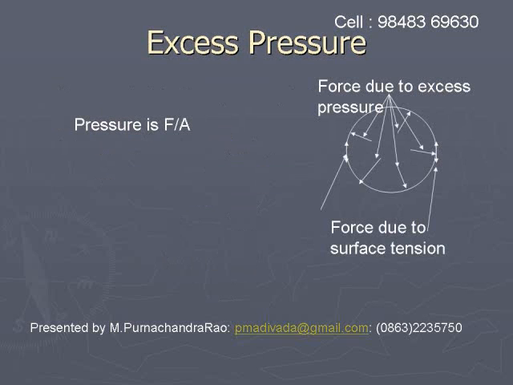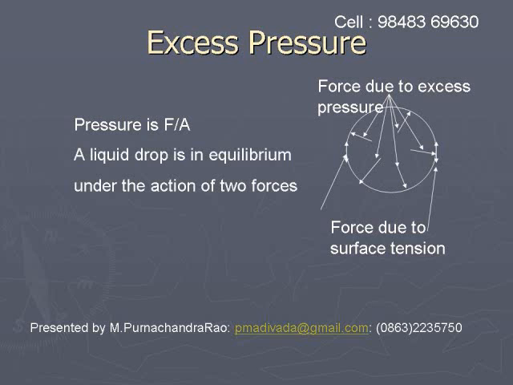We know that pressure is force per unit area. So when pressure is present, forces are present, which are normal. Now, there are two forces acting on a liquid which keep the liquid in an equilibrium state. One is the force due to surface tension. The other one is force due to the excess pressure. These two forces are shown in the figure.